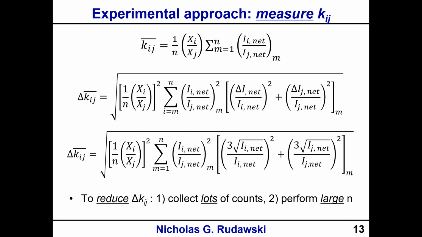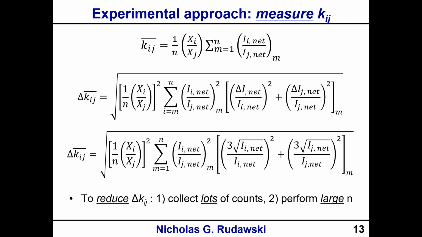So to get a small delta k_ij, it's very obvious here, we need to collect a lot of counts. The more counts you collect, the more those terms under the radical go down. So we have root I_i net divided by I_i net, which reduces down to 1 over root I_i net. So we can see very clearly as we get more counts, that term is going to trend towards 0. This is why you need more counts to get more accuracy in your quant.